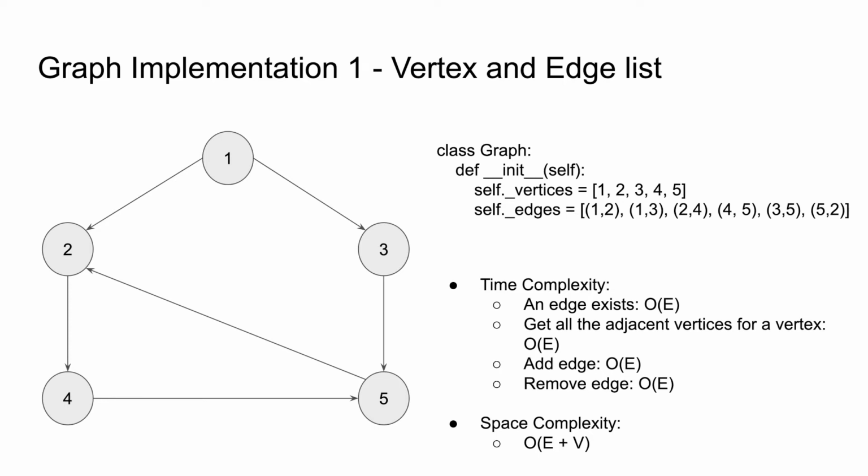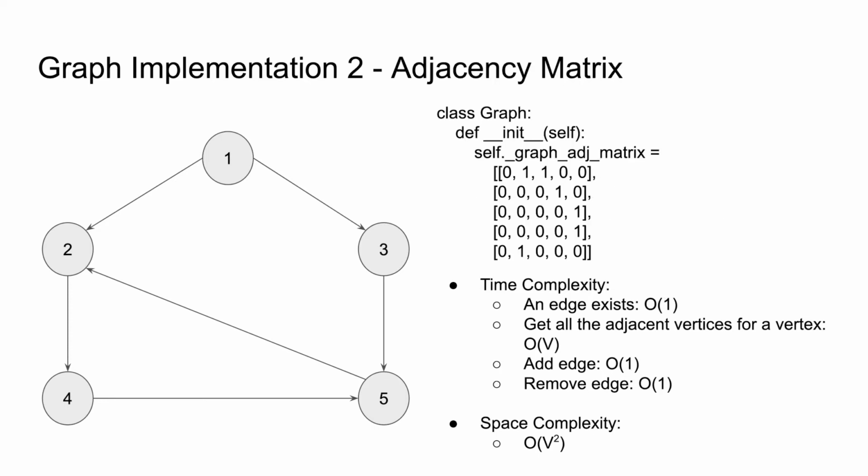The second way to represent a graph is using an adjacency matrix. An adjacency matrix is a two-dimensional array, or in this case, a two-dimensional list, that represents whether there is an edge between a vertex that's represented using the row and a vertex that's represented using the column. So let's understand this by an example.